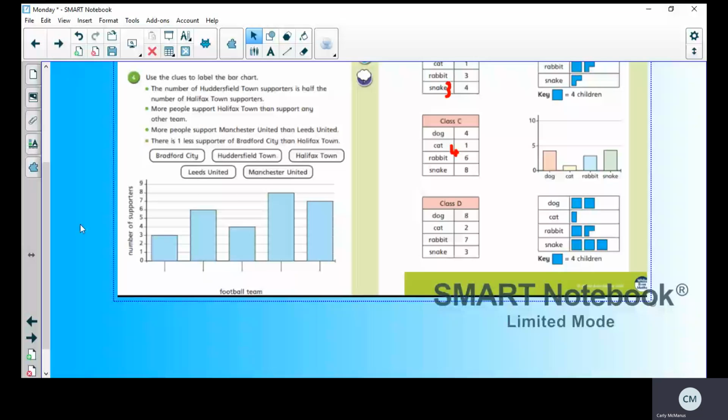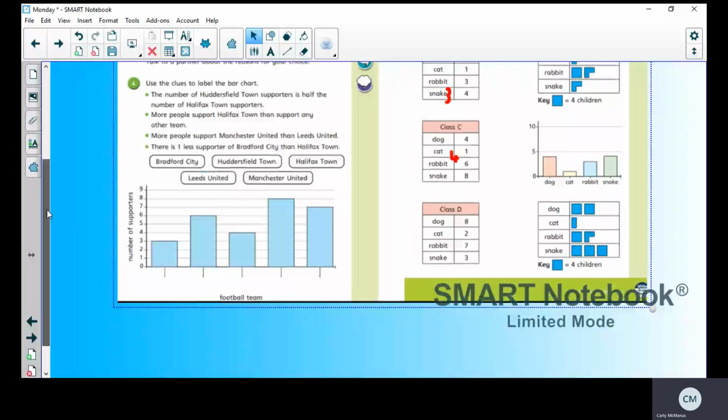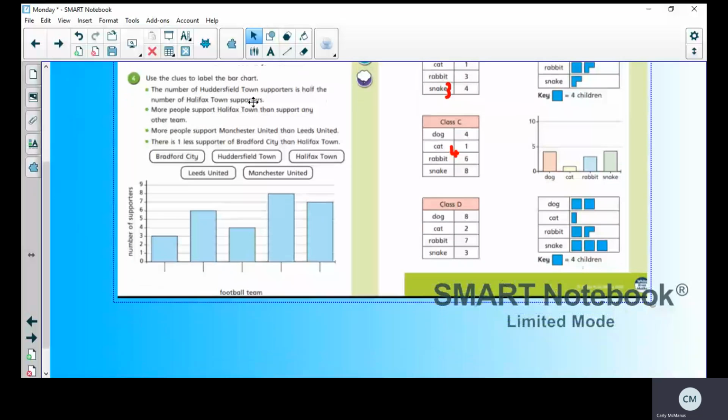So the number of Huddersfield Town supporters is half the number of Halifax Town supporters. So you're going to need to look for a bar. Here, look, this bar here is 8. So if that was the Huddersfield Town supporters, you'd expect the Halifax Town supporters to be 4, because 4 is half of 8. If you have a look here, there is a bar that represents 4. So that one would be the Huddersfield Town supporters, and that would be the Halifax Town supporters.